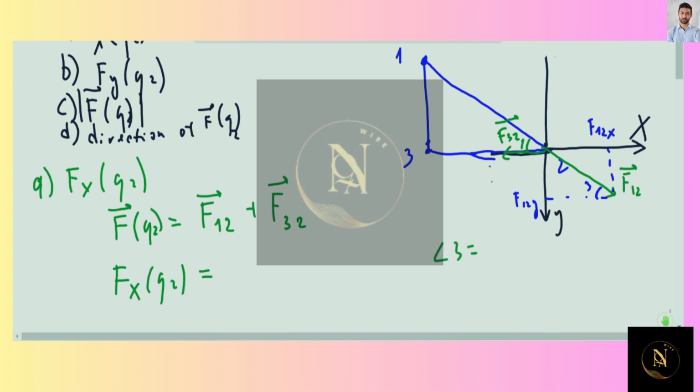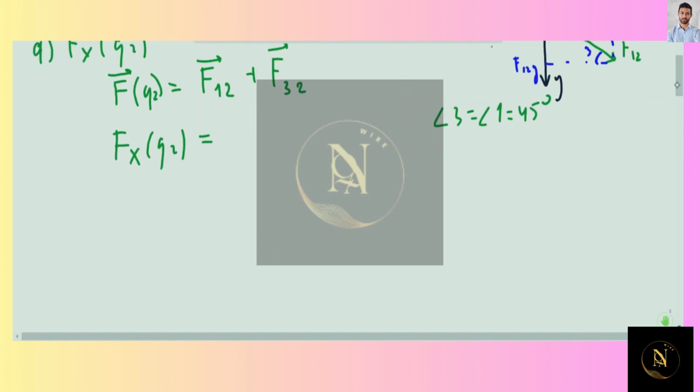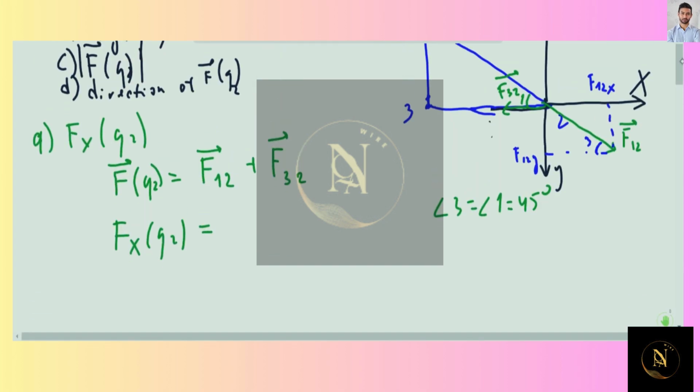So angle 3 equals angle 1 equals 45 degrees, because they are formed by two parallel lines. So this one is parallel to the x-axis, and this is just a line which intersects both of these parallel lines. And as we can also see, F32 doesn't have any projection on the y-axis. So therefore, Fx, which acts on the second charge, equals F12x minus F32x.